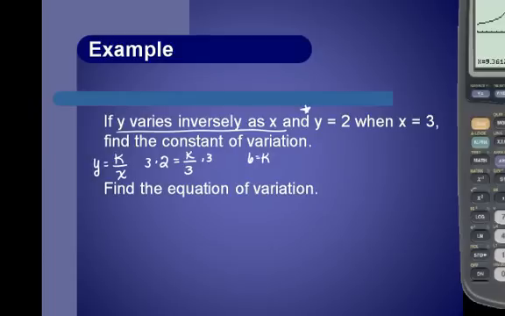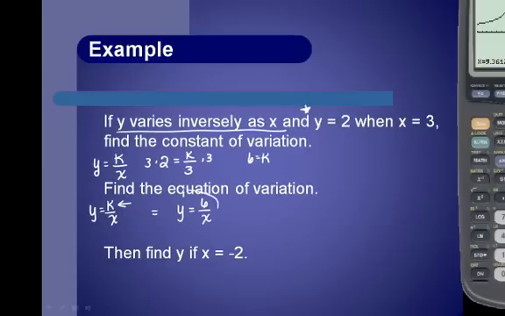The second part says we'll find the equation of variation. Well, we said a second ago that y is equal to k over x, but now we know that k is 6, so our equation becomes y equals 6 over x. Then the third part says, then find y if x is negative 2. Well, we've got an equation, so we're just going to plug in x is negative 2, so we would get y equals 6 divided by negative 2, so y would be equal to negative 3.